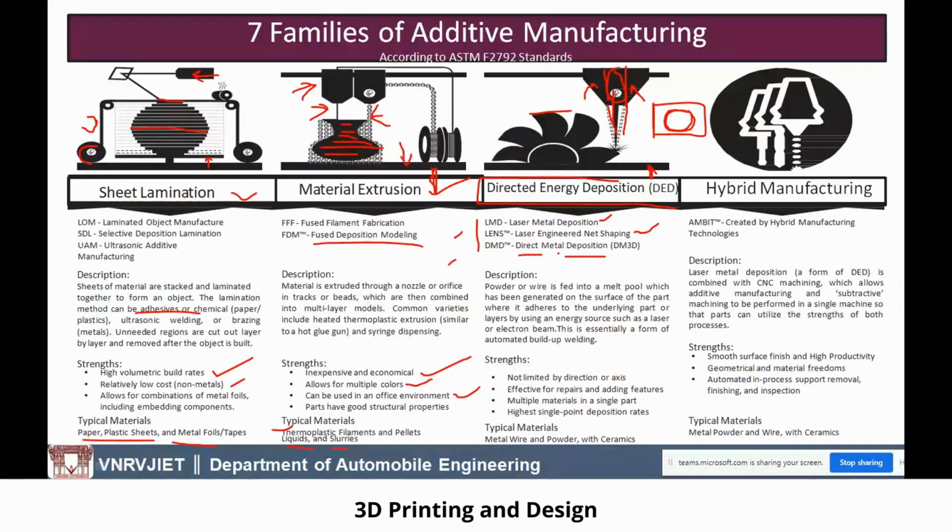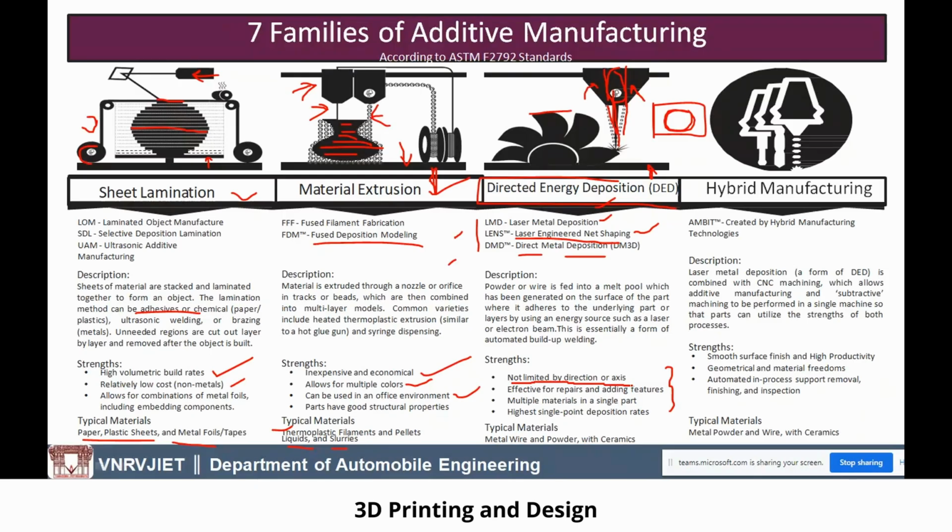So the only difference is, okay, in the laser engineered net shaping, okay, so here we are using, in the direct metal deposition, we can use the heat source maybe from gases. So if you are using gases, then it becomes direct energy deposition. And if you are using laser, then it becomes laser metal deposition.